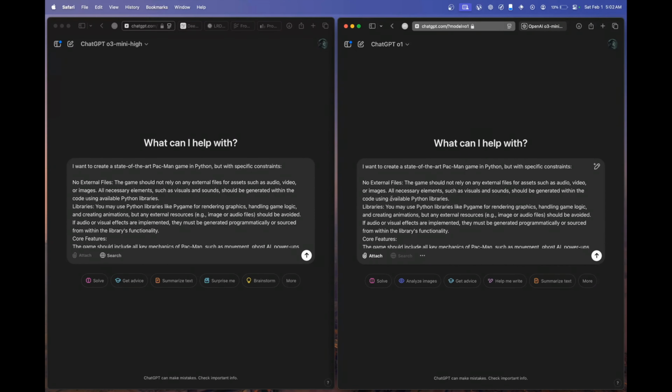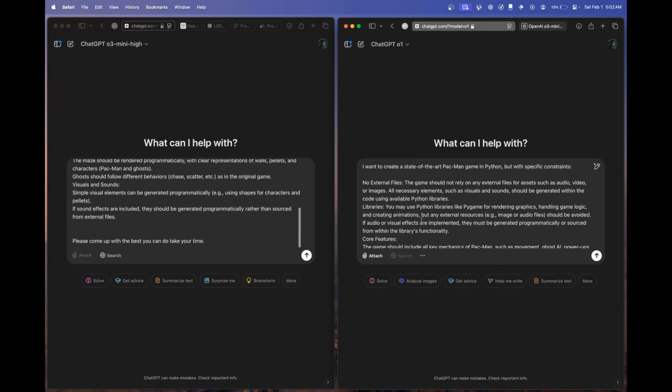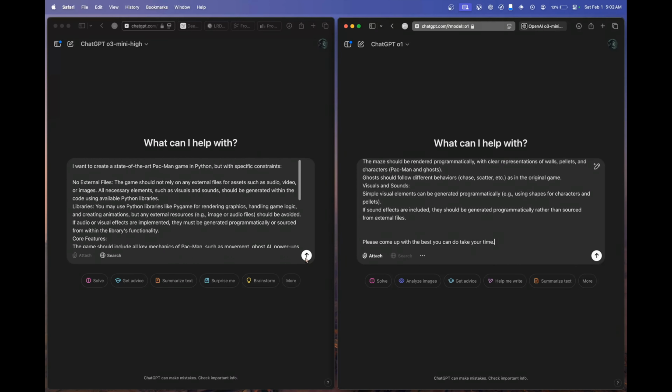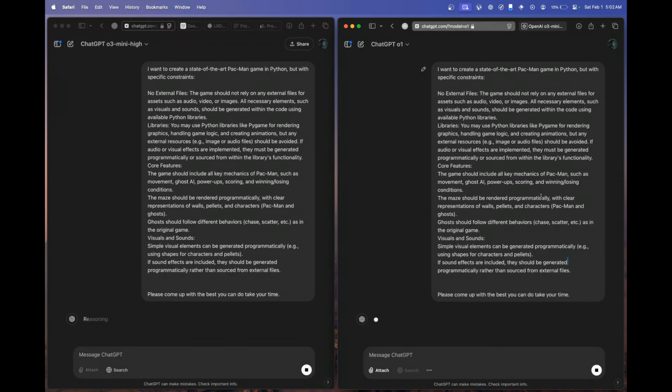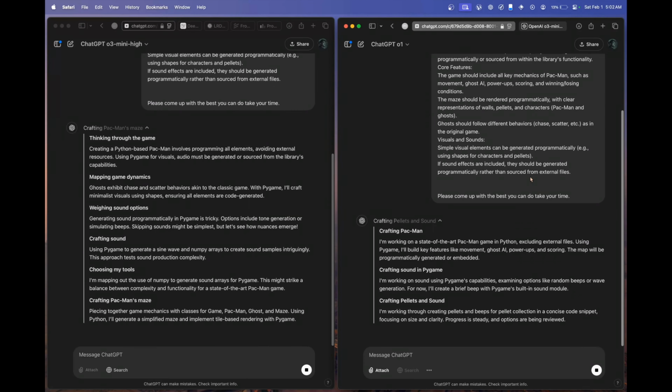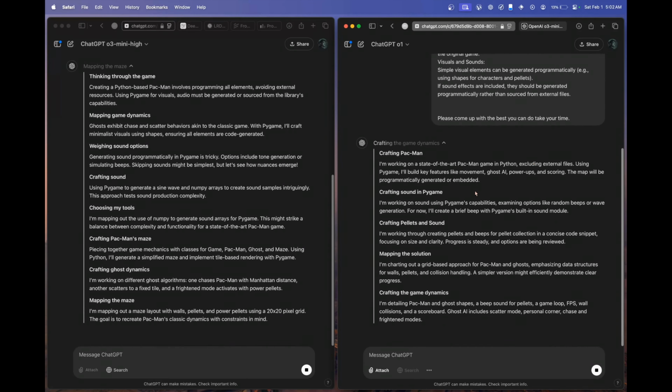So let's move on to the final coding question and the final question in our test. And this question is indeed the Pac-Man question. How can we forget that? If you don't know, here we are asking them to create a state-of-the-art Pac-Man game in Python without using any external files, whether it's images, video or audio. It has to do all of that in one single code. So the best response that I've got for this is O1 Preview. If you want to check that out, you can see my review of the O1 Preview model.